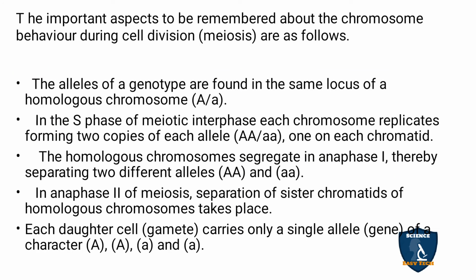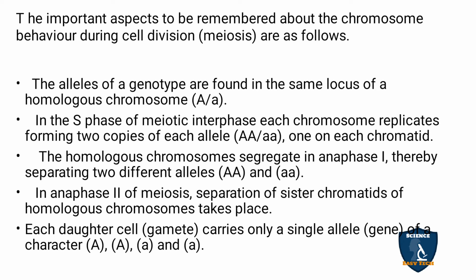The important aspects to be remembered about chromosomal behavior during cell division are as follows. The first point is that the alleles of a genotype are found at the same locus of the homologous chromosomes, capital A or small a. So if a chromosome contains capital A and small a at the same locus, the alleles of the genotype are present there. That means the chromosomal behavior seen in cell division will be inherited by the next offspring also.